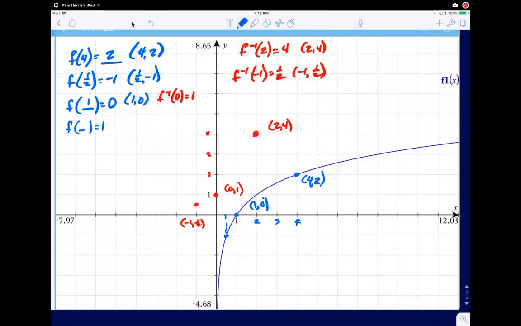I'm looking for an output of 1. So it gets a little interesting. Kids start to do things like drawing some lines here, and they find that point there. They're like, okay, that's the point 2, 1. So that would be an input of 2, and so that's the point 2, 1.